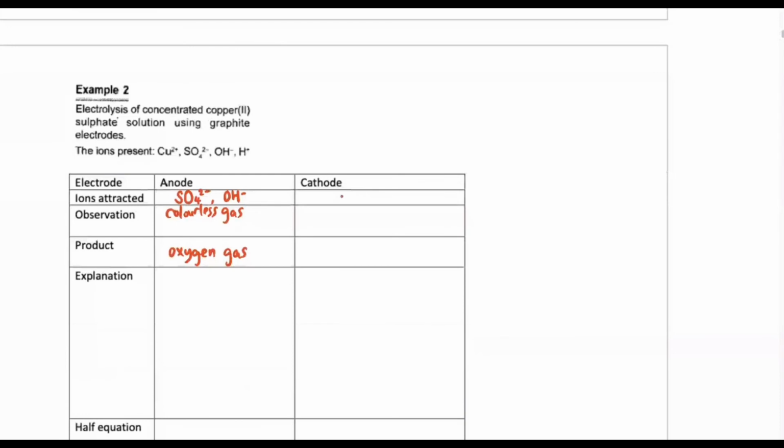We have cations, which are Cu2+ and H+. Think of a sports game, you may get gold, silver, or bronze. Copper is under the bronze, so it will form products. So the product is copper metal. Observation, what we expect: gold, silver, bronze. The color of bronze you should know is like brown, so it's a brown solid.